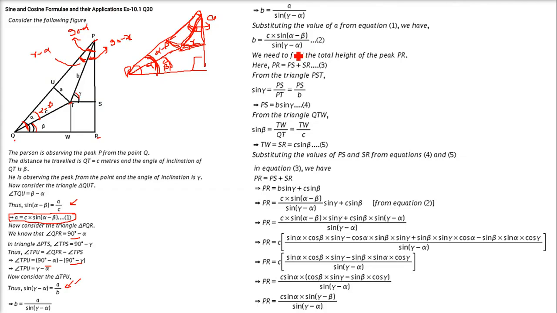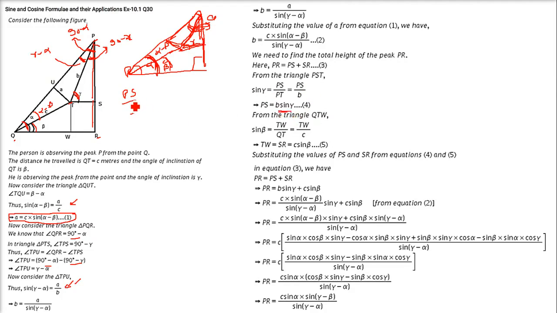Now coming to the total height of this PR. PR is nothing but PS plus SR, that is this one plus this one. Now coming to the triangle PST, that is P, S and T. In this triangle, sine gamma is what? Perpendicular upon hypotenuse, that is PS by hypotenuse B. So PS by B, what do you get? PS is B sine gamma.